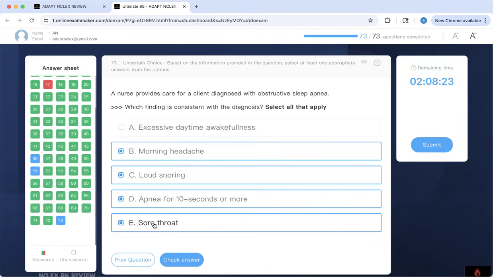85 commonly tested questions that you will see on the NCLEX, using common sense NCLEX questions. This is Adapting Class.